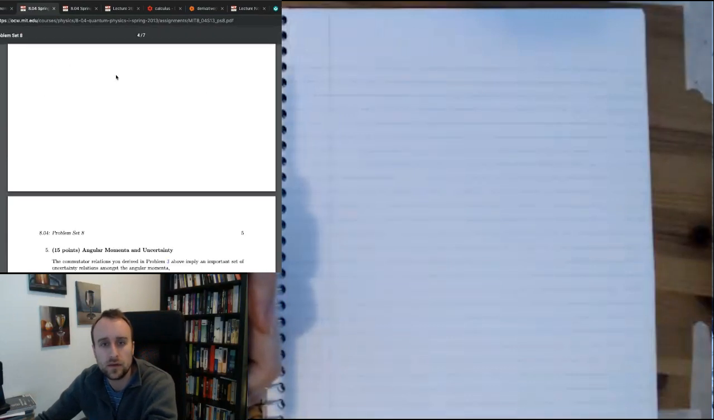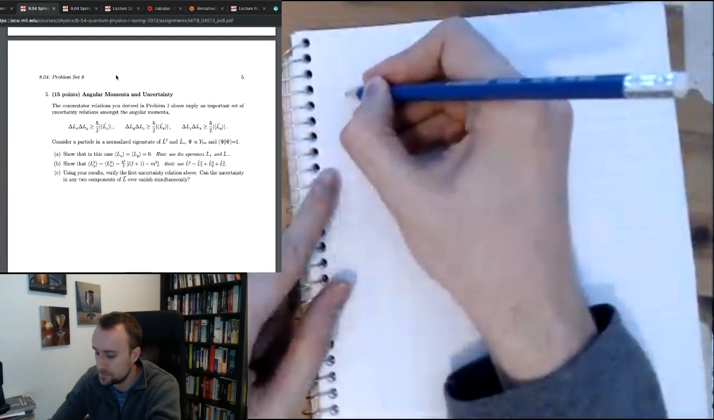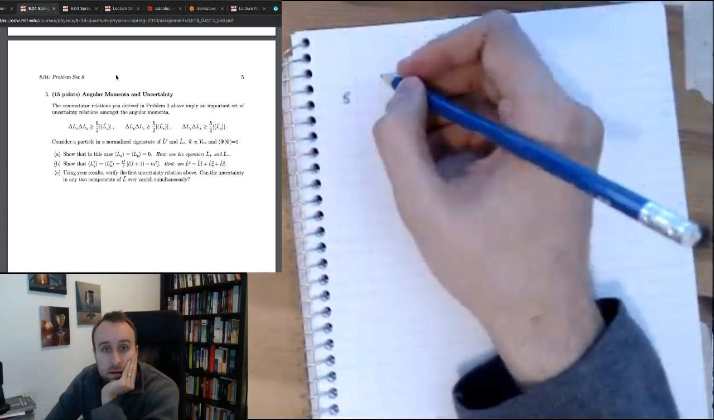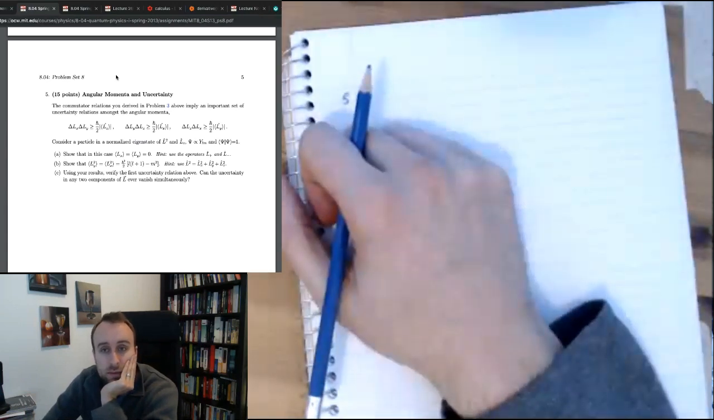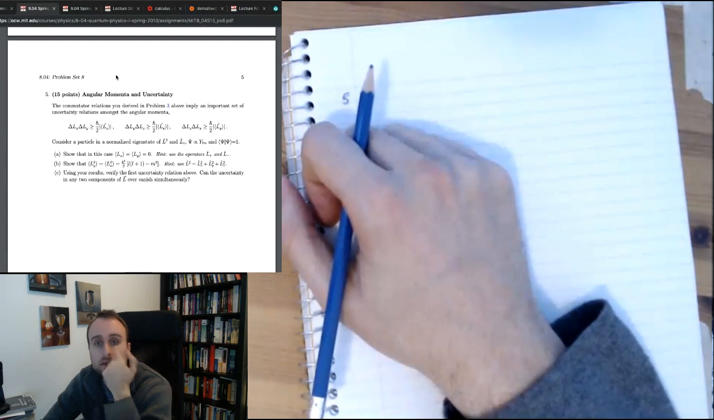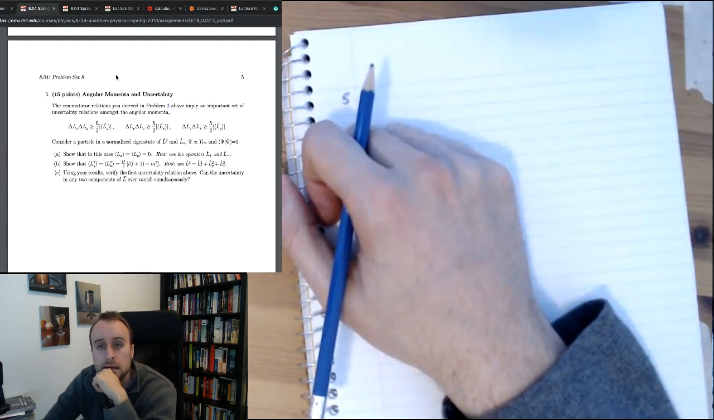All right. Angular momentum and uncertainty. The commutator relations derived in problem 3 imply an important set of uncertainty relations amongst the angular momenta. Consider a particle in a normalized eigenstate of L squared and Lz. Psi is proportional to Y_LM, and psi is normalized.